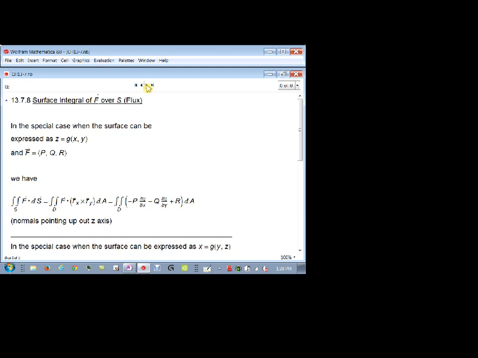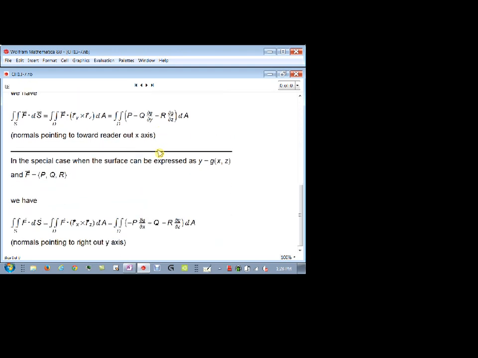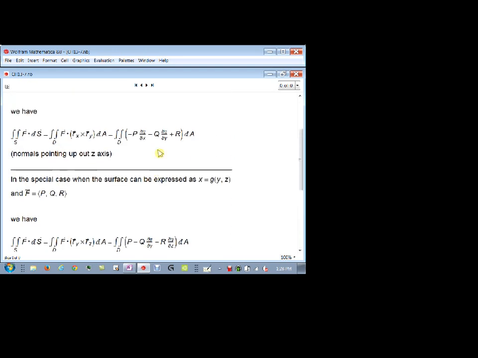All right, I actually have a typo in my notes here that I'll fix. Well, yeah, it's a typo.